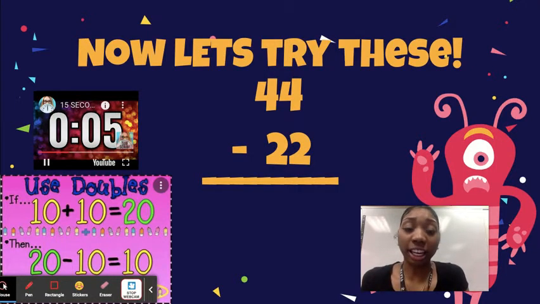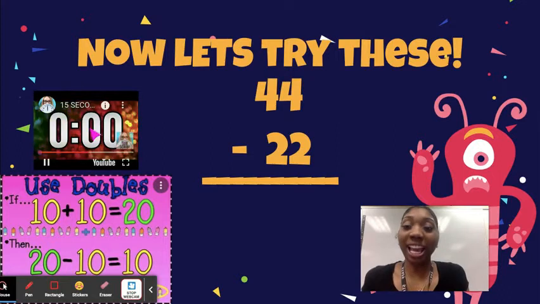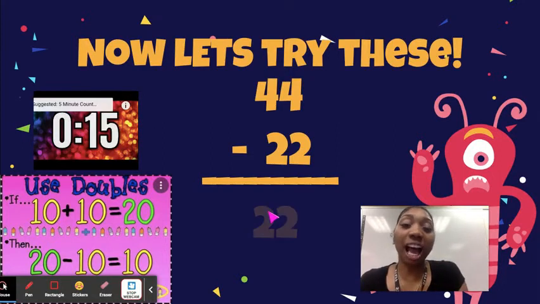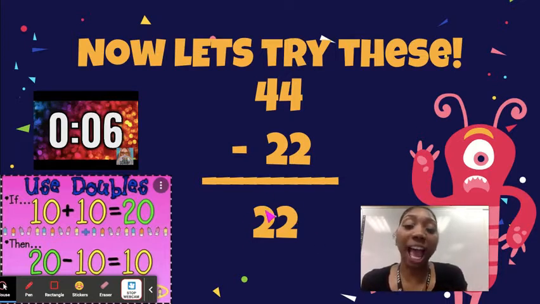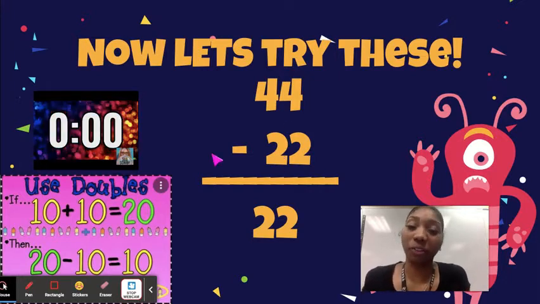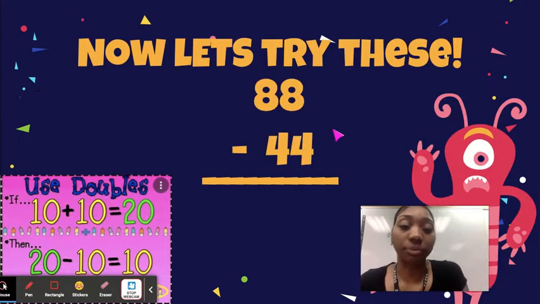Remember, you're thinking, what number plus this gives you this? Okay, time's up. What did you get? Great job. 44 minus 22 equals 22, because we know that when we do doubles, if we were to add the answer plus 22, it'll give us 44. Oh, the timer's already ready. Let's go on to our next one.